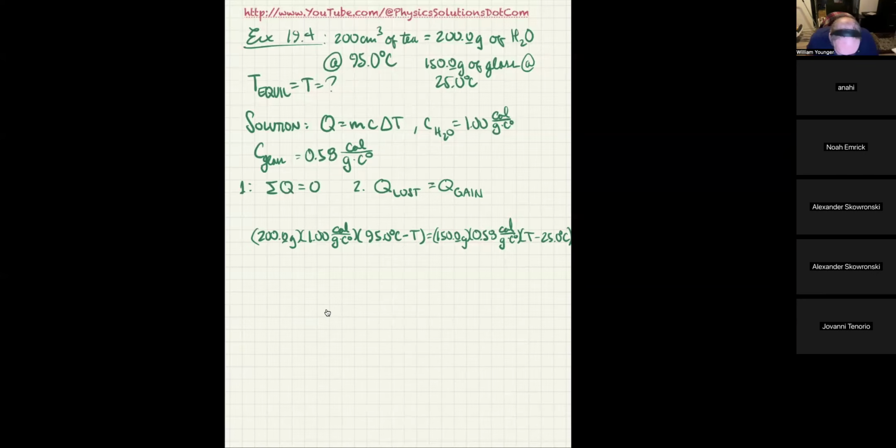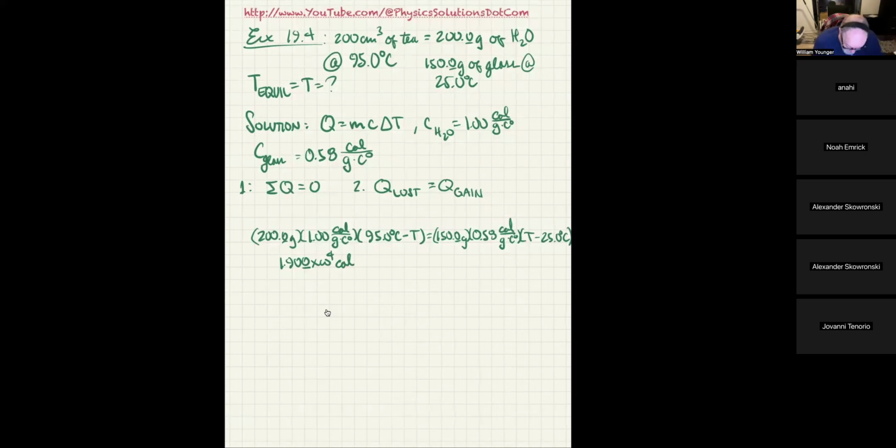So the first thing I'm going to do is take 200 times 1 and multiply that by 95. And that should give me 3 sig figs, and it gives me 1.900 times 10 to the fourth. And notice in multiplying grams times calories per gram Celsius degree times Celsius degree, I just get calories. So that's the first part.